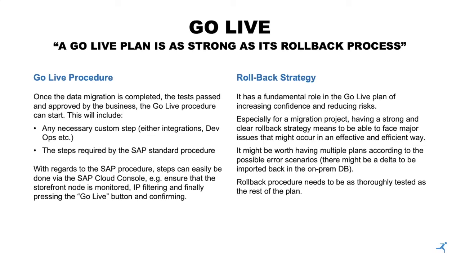So having covered the rollback, let's finally talk about the go live procedure. A brief recap from the previous slide: we have assumed that our cutover is proceeding as expected. The data migration was successfully completed. Tests done by the SAP team, by the customer and partner team have passed, and the client has approved the go live. So it's actually a go. The go live procedure can now start.